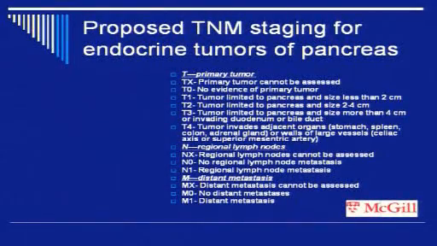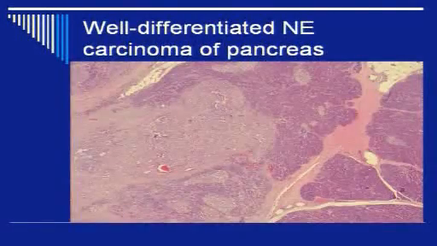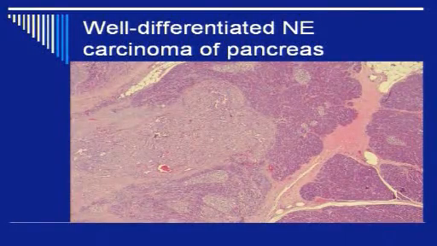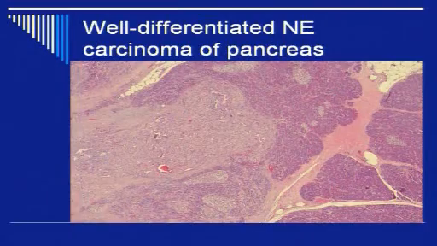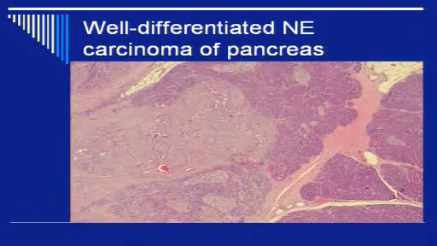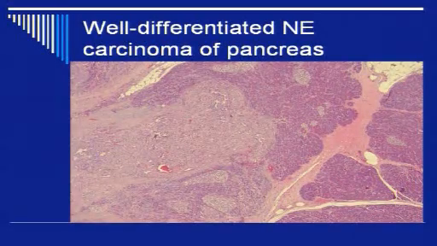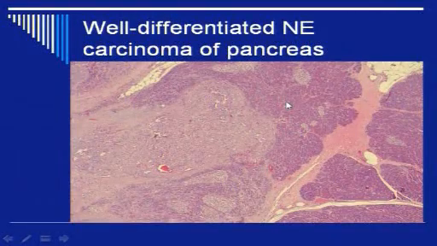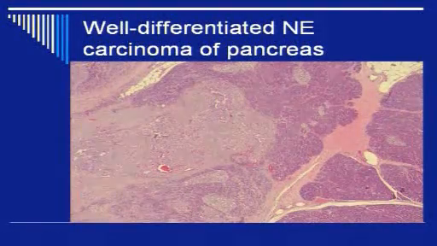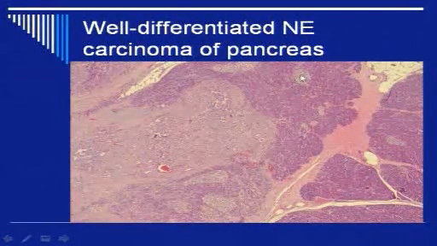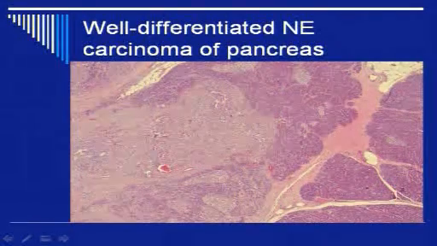This is a proposed TNM staging for endocrine tumors of the pancreas. Again, it's in your brochure. And this is an example of a case that was a well-differentiated neuroendocrine carcinoma of the pancreas. And you see the tumor. So the tumor is here, and this is the normal acini of the pancreas, which have this dark pink or bright pink appearance. And here you have some residual islets, and then you see the tumor here arising in this area.